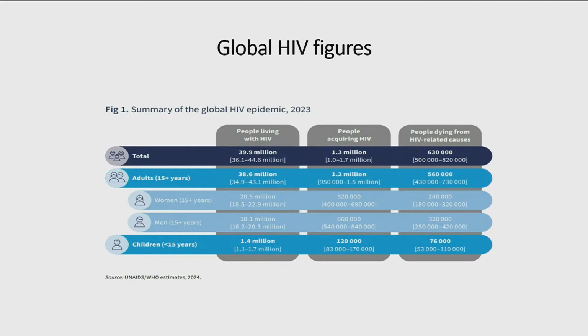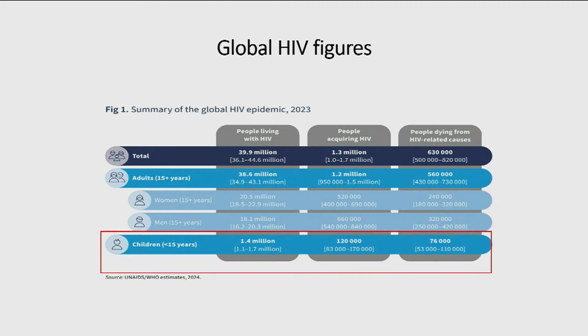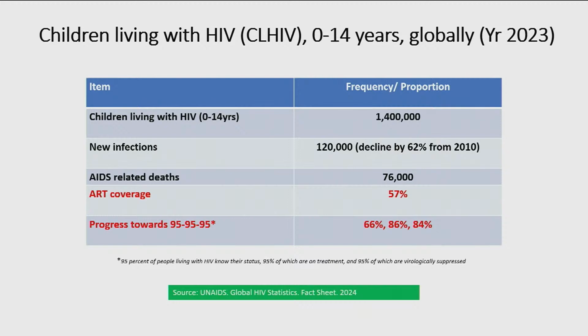You may have seen this before: the number of people living with HIV, both the adult population and children. But I will focus on the children and say that globally there are 1.4 million children living with HIV. Those who acquired HIV in 2023 were 120,000 children globally, and those who died were 76,000. That means more children acquired HIV than died, so the population is generally increasing, and that cuts across many places.